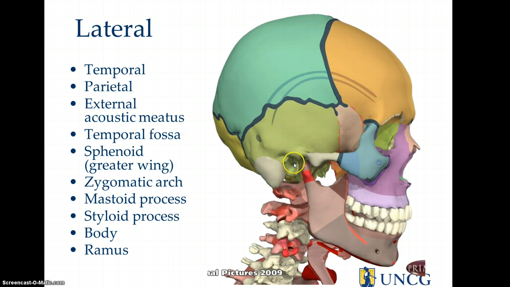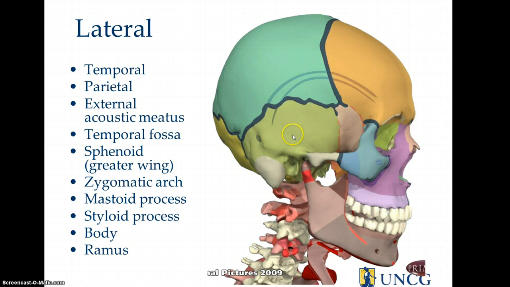is right here. The external, meaning outside, acoustic, meaning hearing, meatus, which is a hole, and this is your ear canal. All right, so your ear canal actually sits within the temporal bone, and just posterior to that is this very large prominence called the mastoid process, and the sternocleidomastoid muscle actually runs right here off this bone.